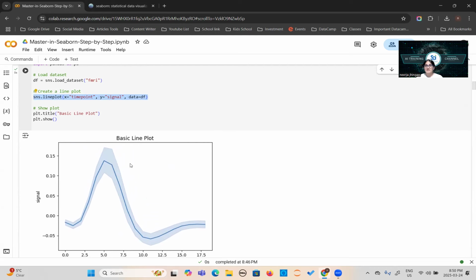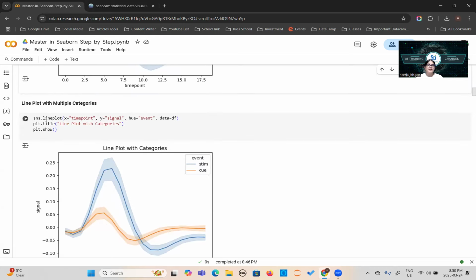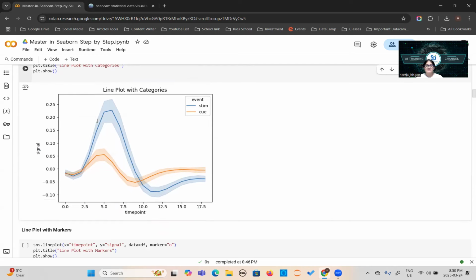And this is the beauty of Seaborn. Now we will move ahead to a line plot with multiple categories. You can add only one parameter, hue. That's it. Stem and Queue are two types of category in the same data set, and it will draw the two lines.